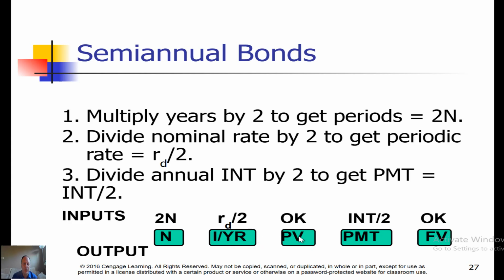Present value, the price you pay, doesn't change. Future value doesn't change. But you only get half of the total annual interest rate over 6 months. So the coupon payment is interest divided by 2.